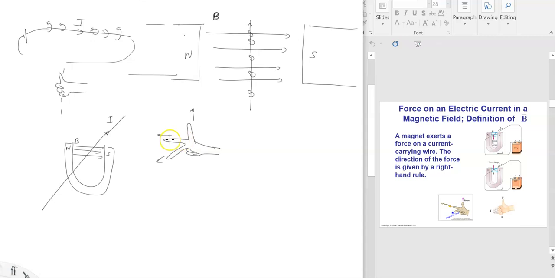Now let's place this index finger in the direction of the current. And we'll place the middle finger in the direction of the magnetic field. When you do that, the third one, the thumb, points or gives you the direction of the force.